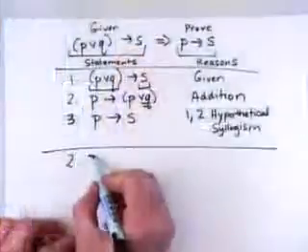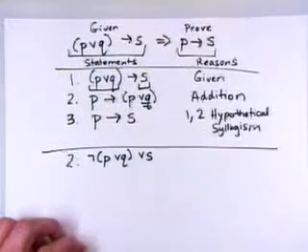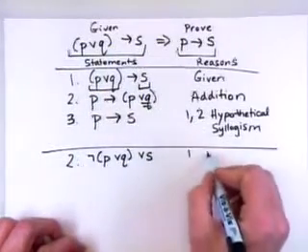So let's change it into an OR. How do I change an implication into an OR? I negate the first variable and OR it with the second one. So I'm going to negate this statement and OR it with this one. So I'll put not the quantity P or Q and OR that with S. And that's using my implication rule on line 1.